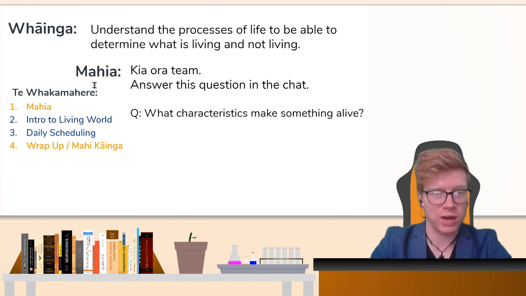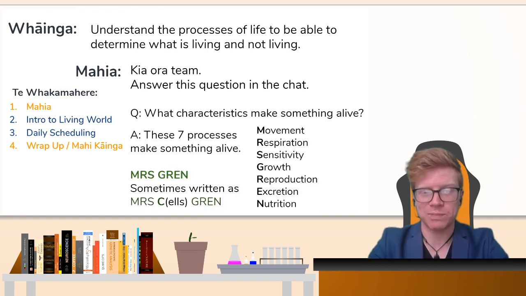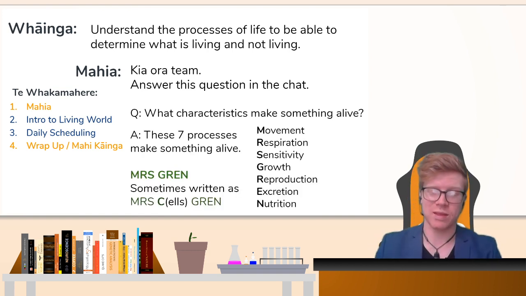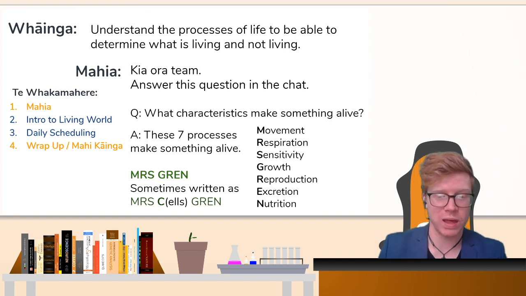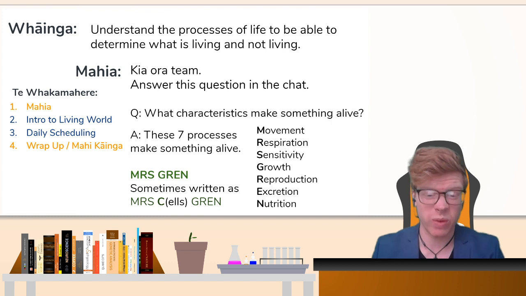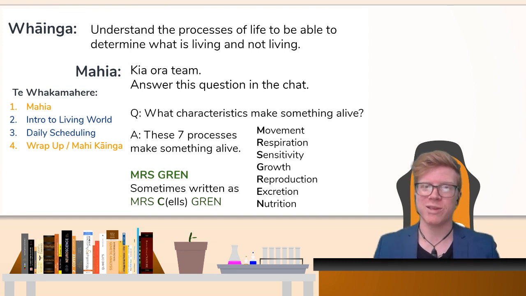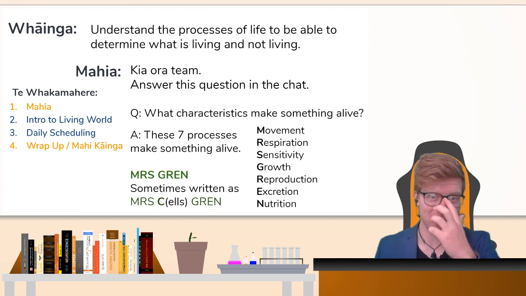But first, we're going to try and answer this mahi. What are the characteristics that make something alive? Well, there are seven major processes that make something alive, and we usually call that Mrs. Green. Sometimes we count eight of them, and we talk about Mrs. Seagreen, where the C stands for cells. We have movement, respiration, sensitivity, growth, reproduction, excretion, and nutrition. And we'll be talking about those today.